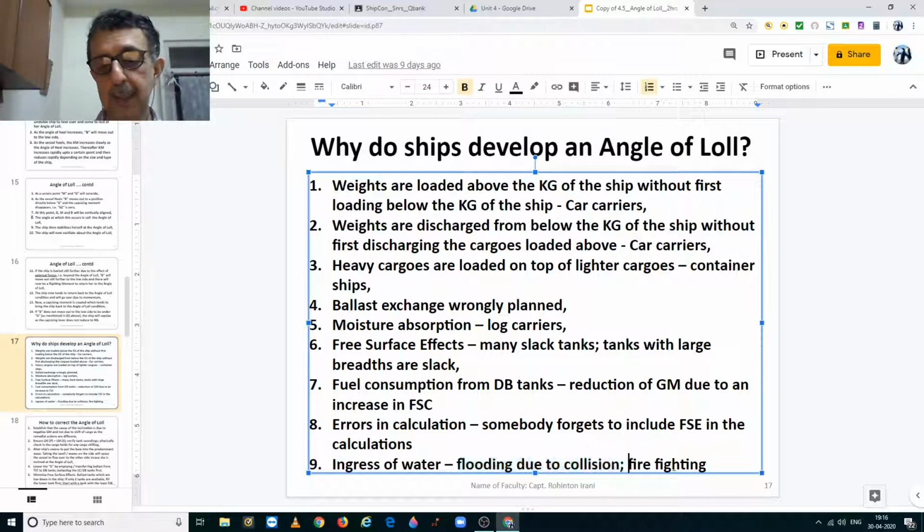Now, unfortunately, if there is a fire on board in your cargo holds and you have to fight that fire, yes, you are intentionally putting water into the cargo holds to fight the fire. You have to, there is no option. But what you can do simultaneously is, as the water is going down into the bilges from your firefighting, you have to start pumping that water out. Do not let the water accumulate in the cargo holds, thereby increasing her free surface effects, and getting the ship into an angle of loll condition.